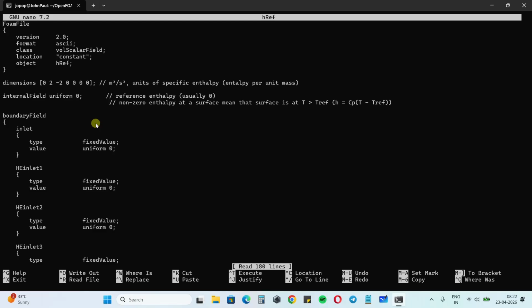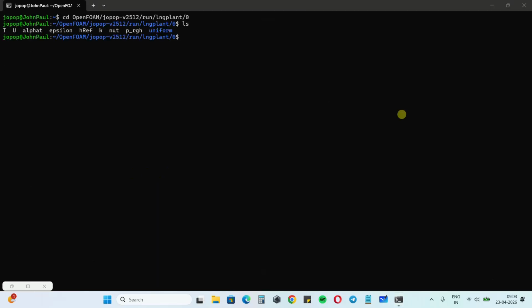So the exhaust gases are coming in at a higher temperature, and that will have an enthalpy greater than 0, and all other surfaces are essentially at the reference condition. Since the solver works with temperature changes, we need to bound the solution to a reference point. So that's the function of this file. With the href, we have all the boundary condition files specified.